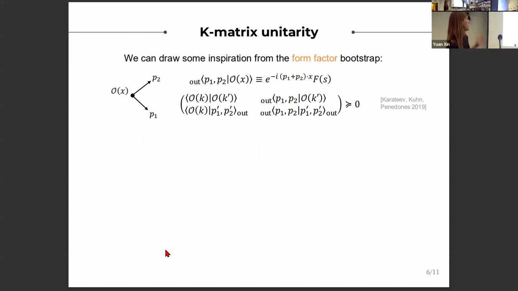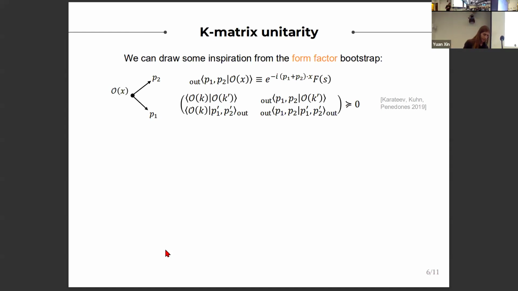What is the form factor? It's a very similar object, but now we have a local operator emitting, in this case, two particles into the bulk. Now, this defines, similar to the K matrix, something called F, the form factor, and the question is the same. What's the unitarity constraint on the form factor? And this was understood in this paper by Penedones, Scarlett, and Kuhn in 2019.